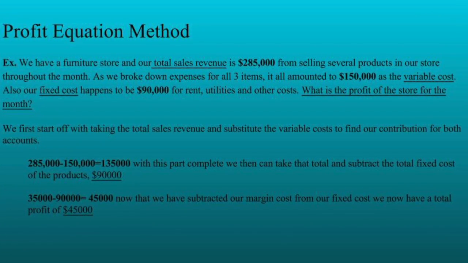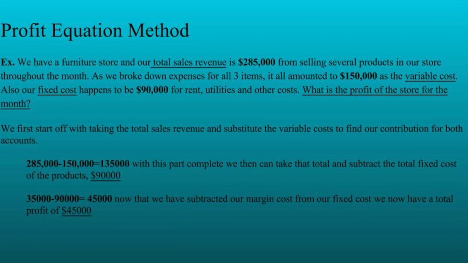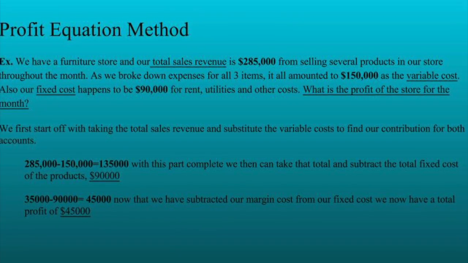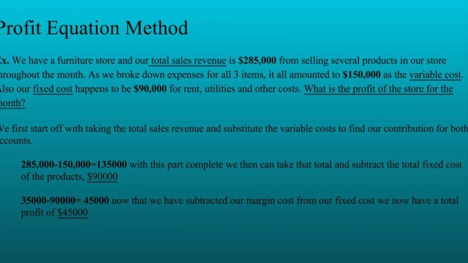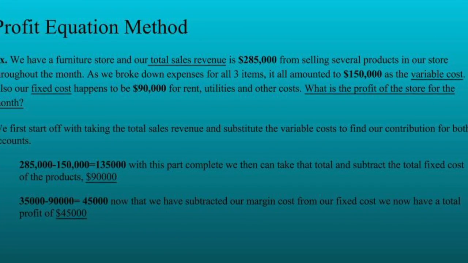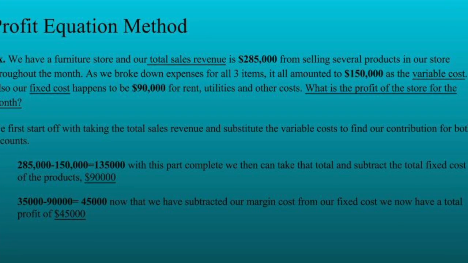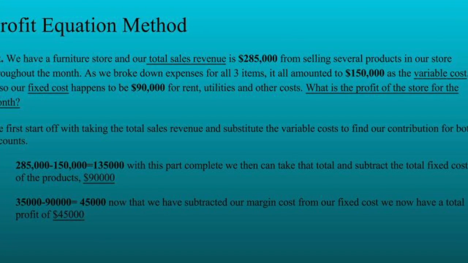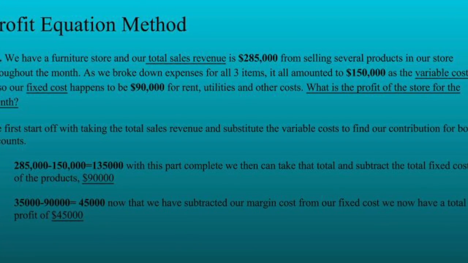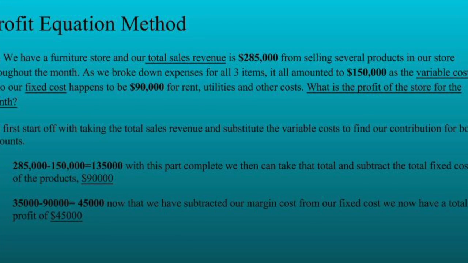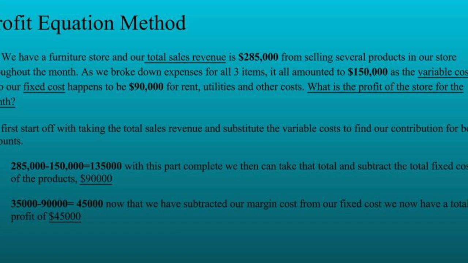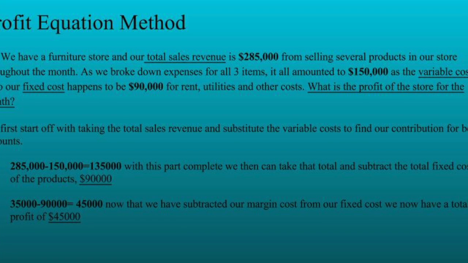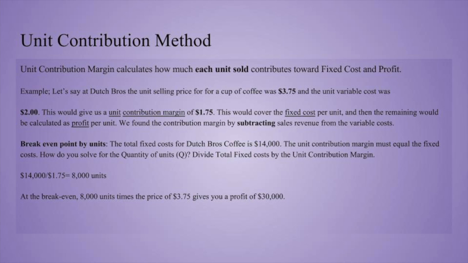We first start off with taking the total sales revenue and subtracting the variable cost to find our contribution. We subtract $150,000 from $285,000 to get our total contribution, which is $135,000. We then subtract our total fixed cost of $90,000 for our grand total of $45,000 in total profit. Moving on to the unit contribution method.